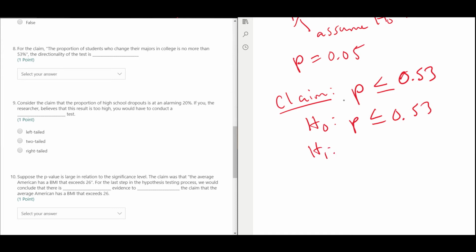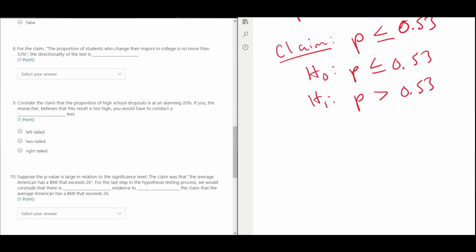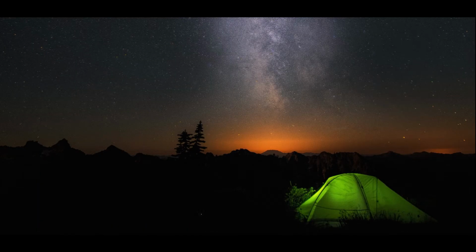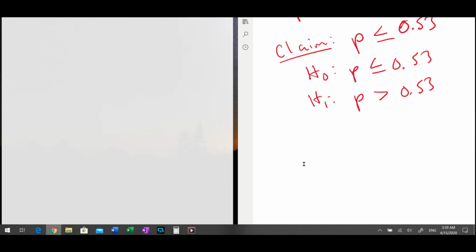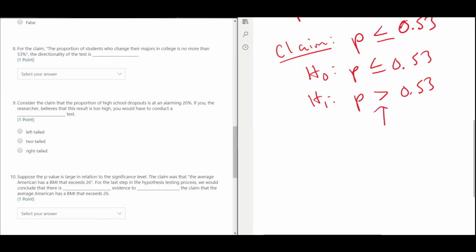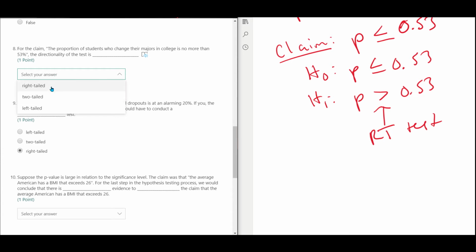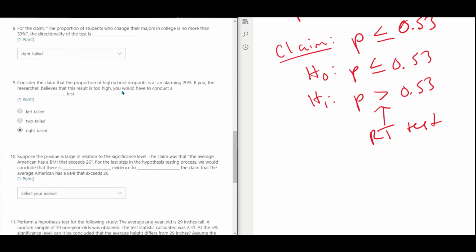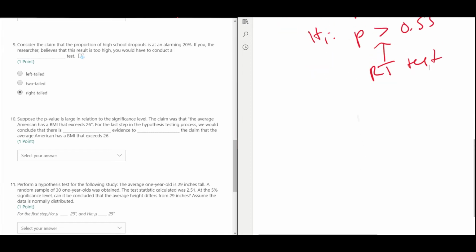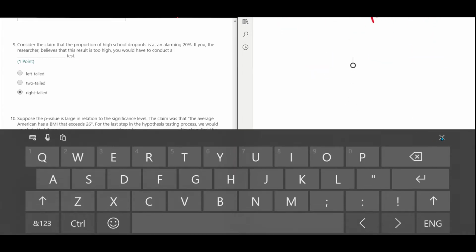Which means our H1 is going to be the opposite of that. It's going to be greater than 0.53. And remember, H1 determines our directionality, right? So that guy right there. So therefore, if you look here, this is a right-tailed test, just looking at that sign. Right-tailed test.